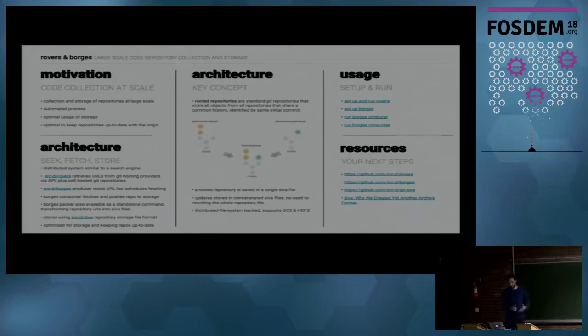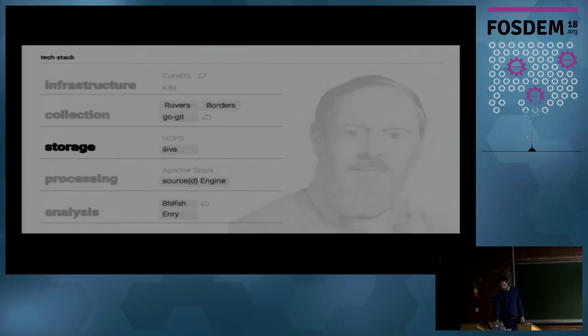These are called Rovers and Borges, and there are hundreds of millions of Git repositories, so we want to be space efficient. There are some nice tricks you can do, like storing forks together in a single Git repository, because you have an extensible Git library. That's the concept of rooted repositories depicted in the middle. Basically, repositories whose history starts with the same initial commit hash get stored in a single big repository, which works really nicely.